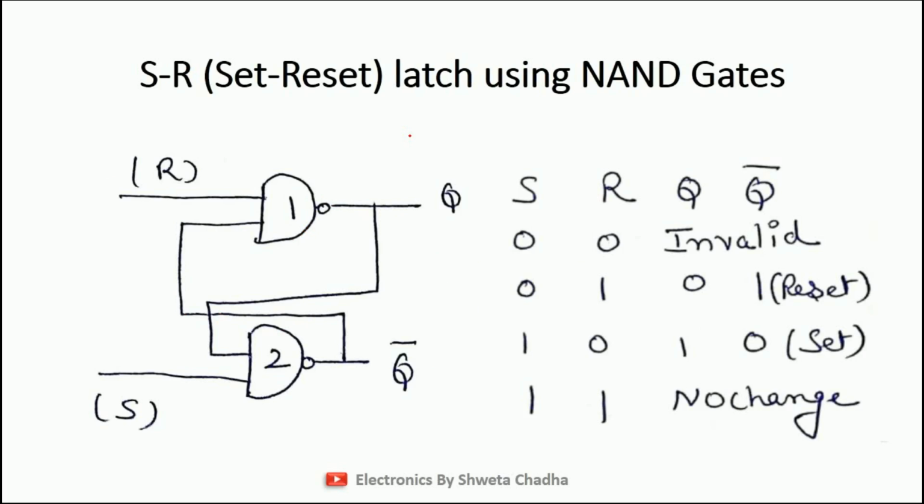This is the SR latch using NAND gates, which I have already explained in the previous video, and how it works. S is the below signal, R is the above signal. For 0 0 we have invalid, for 0 1 we have 0 1, which is known as the reset condition, for 1 0 we have 1 0, which is the set condition, and for 1 1 we have the no change condition. So students, I will use the output from the SR latch directly in the conclusion of the SR flip-flop, and we will try to calculate how SR flip-flops work.